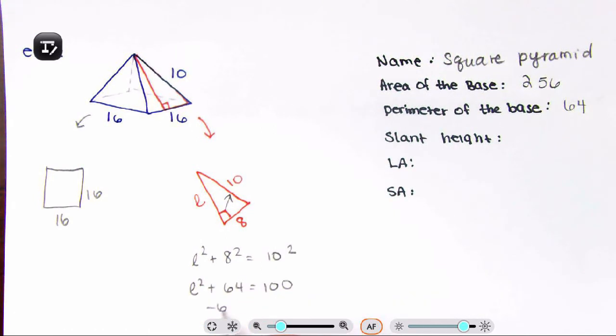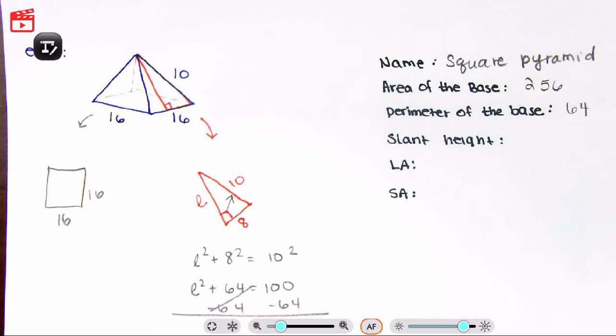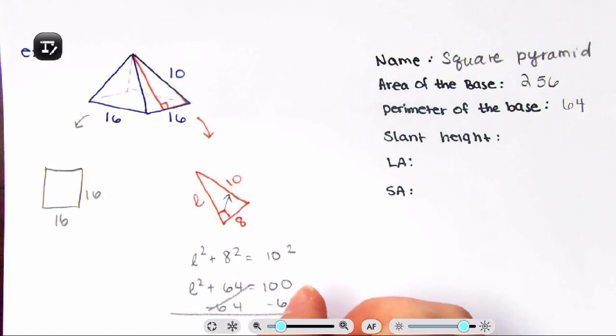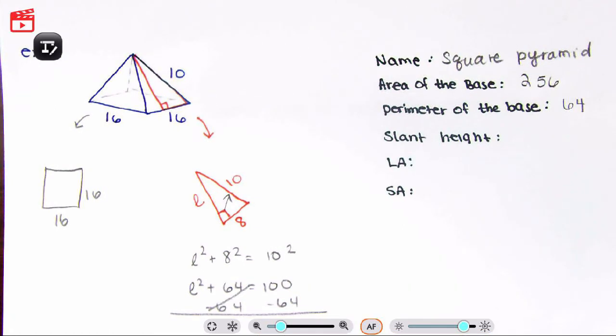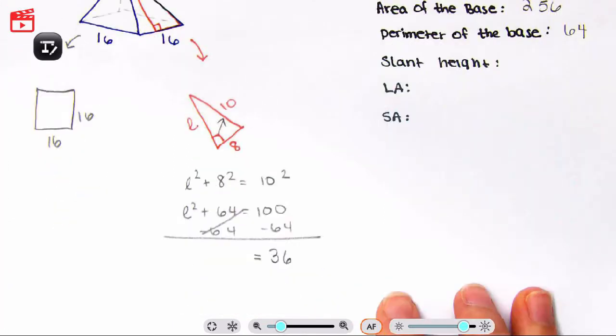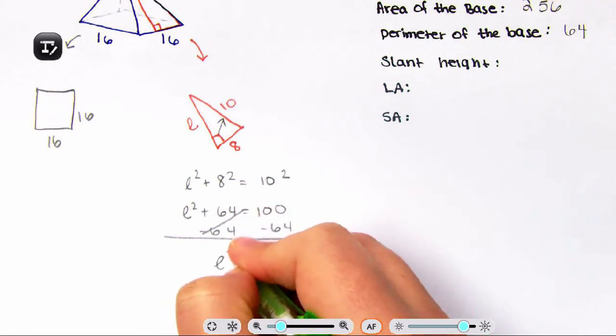I'm going to subtract 64. So what do I have? 100 minus 64 is 30. Ooh. 100 minus 64 is 36. I knew the right answer in my head, and my calculator wasn't matching that. So 36. So I have my slant height squared.